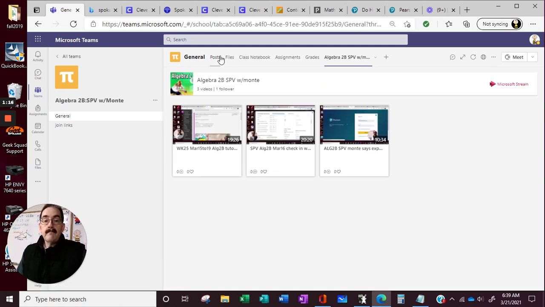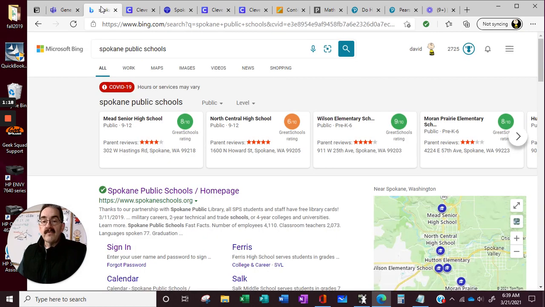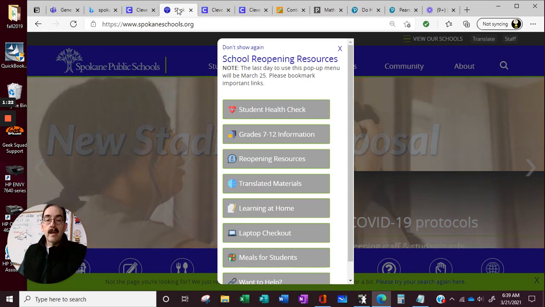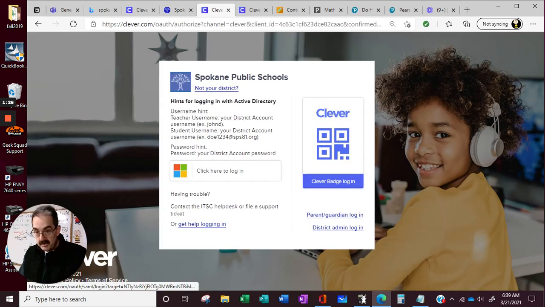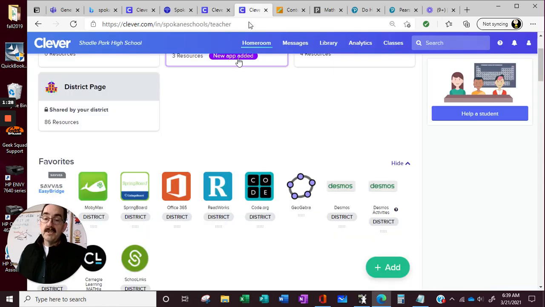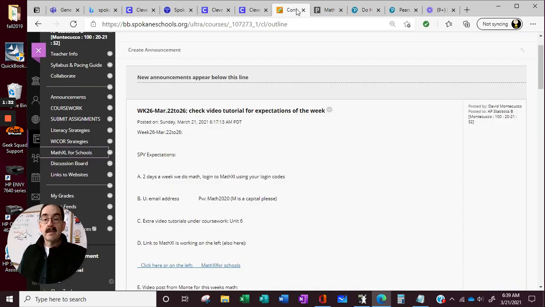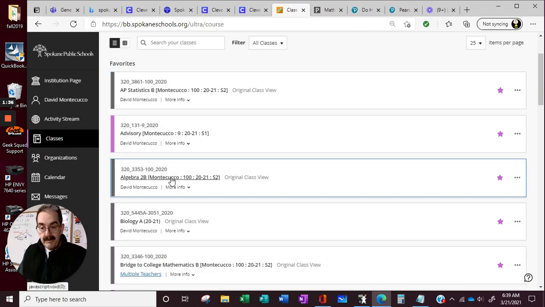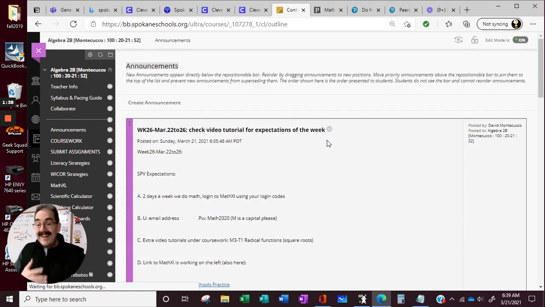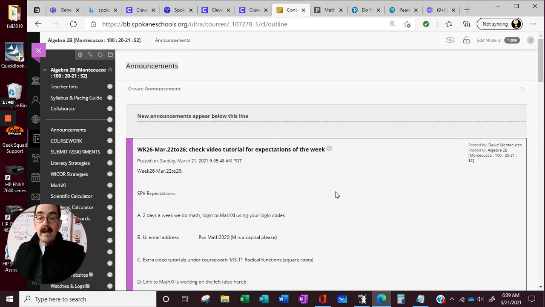All right, so we're going to go find the internet. Once we find the internet, we're going to click on Digital Tools. We log into Clever. Once you log into Clever, you're going to look for the Blackboard class. So let's go to our Blackboard class, Algebra 2B, and you'll see this weekly announcement.